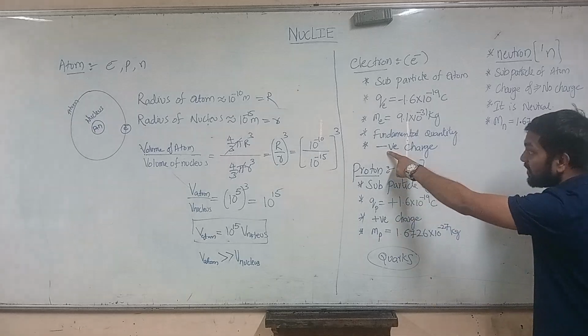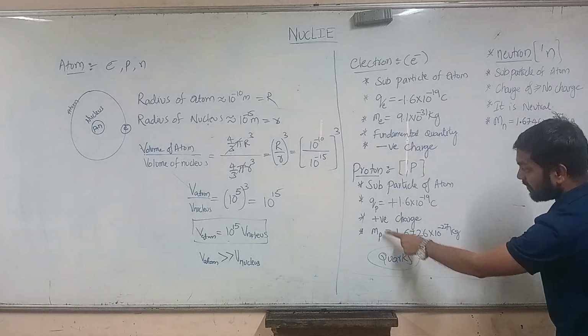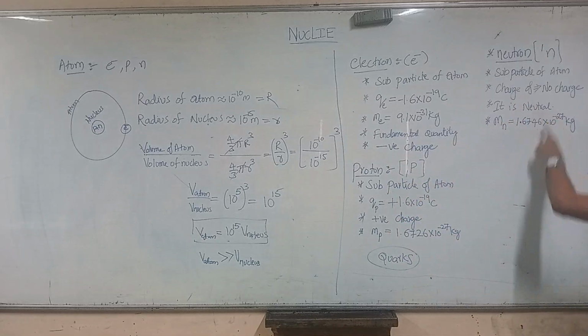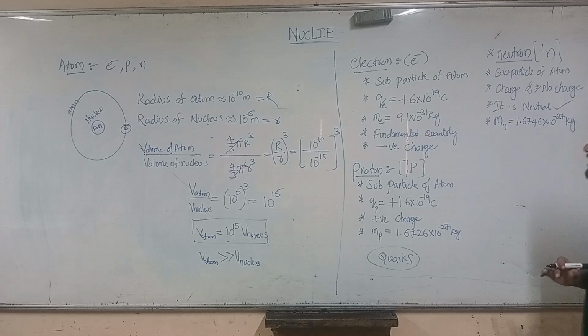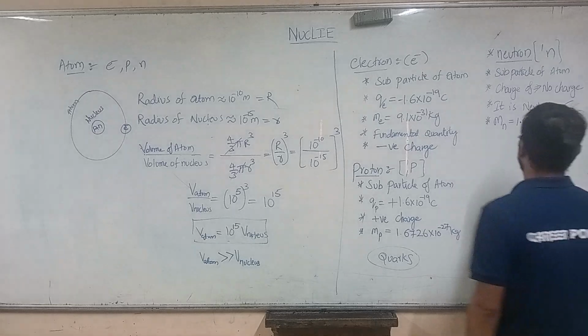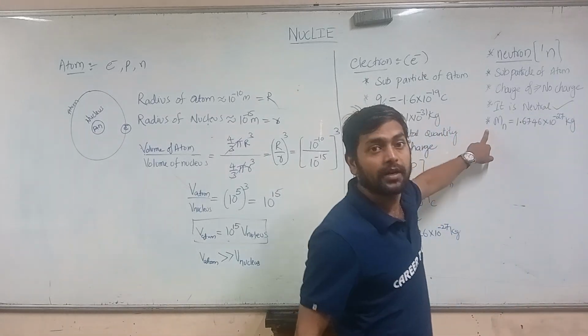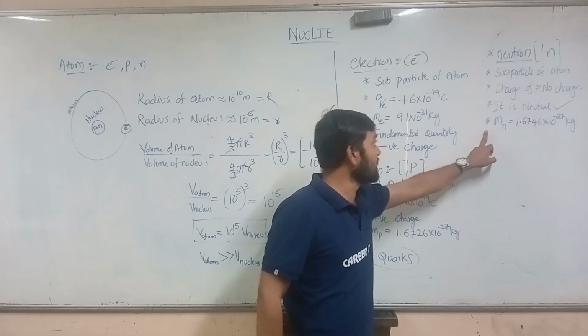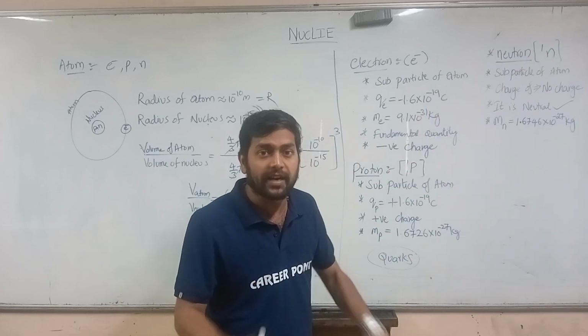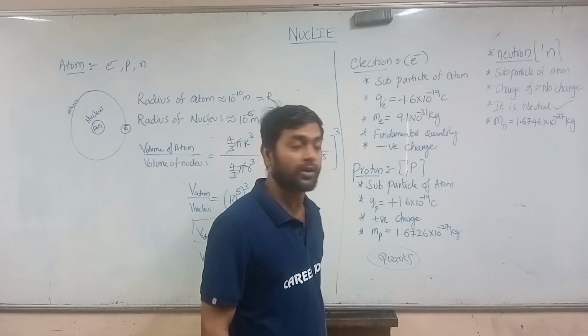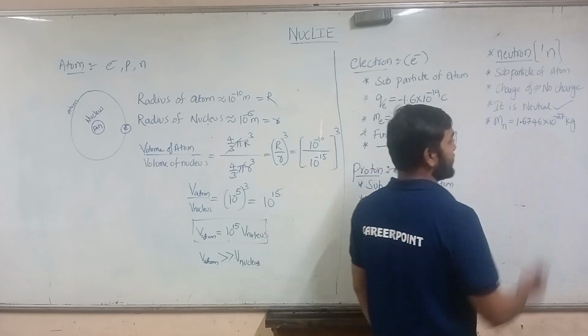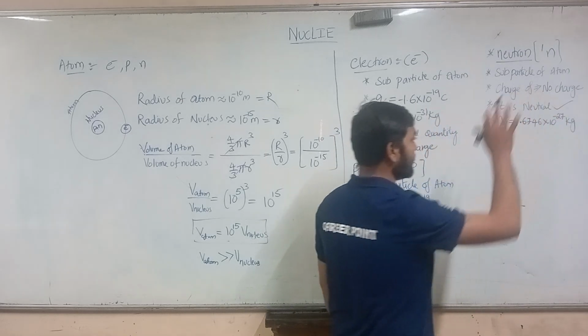Here you see we have a negatively charged particle, a positively charged particle, and one with no charge. That means neutral. It does not have any charge. So is it a fundamental quantity? No. Why? Because the neutron can also be split into quarks. So it is not a fundamental quantity.